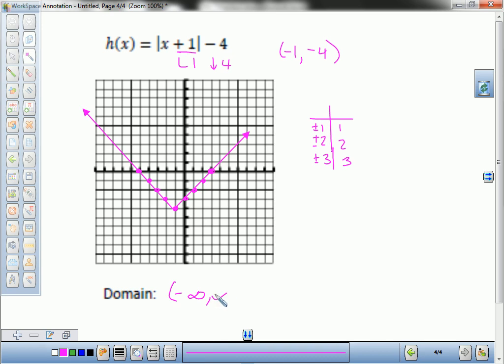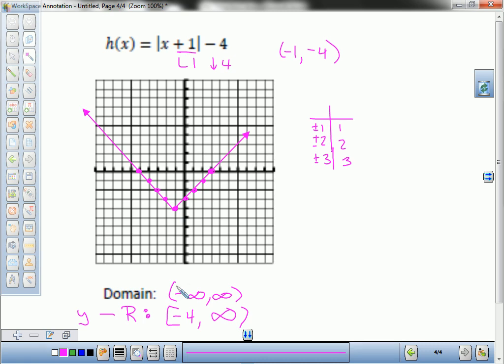Okay, so domain is always this. What is the range of this one, guys? Negative 4 to what? To positive infinity. So the range is for y. So if there was no intercept that crossed the y, then what would the range be? The range is always the lowest y value on your graph, whatever that is. And then if it goes up, it would be to positive infinity, and we'll do one in a second that goes down. So that one would be to negative infinity.